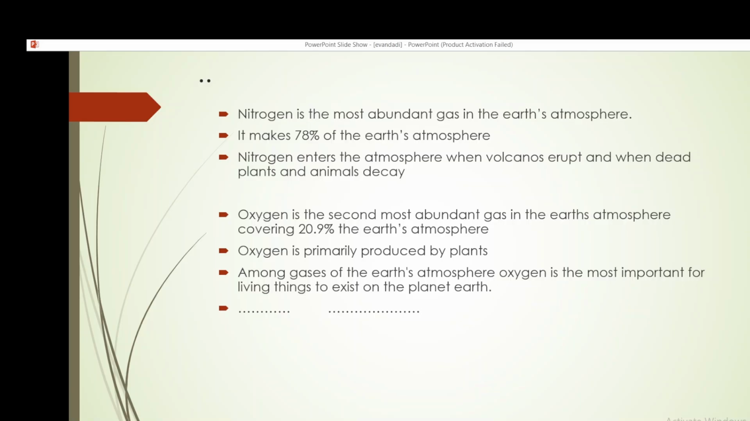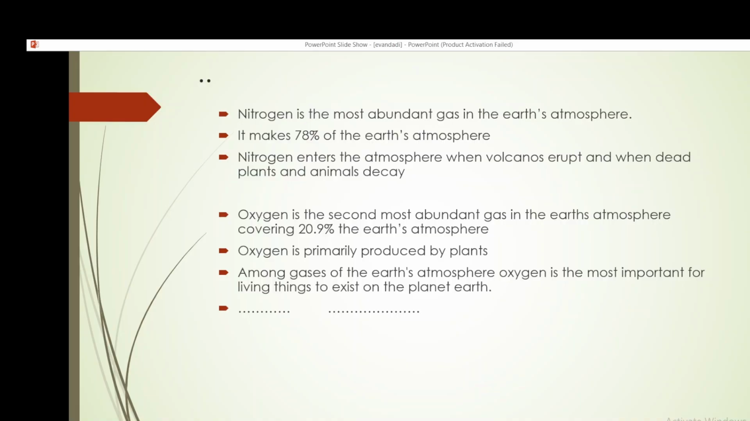So, as we understand from the table, nitrogen is the most abundant gas in the Earth's atmosphere, and it makes up 78% of the Earth's atmosphere. Yes, nitrogen passes into the atmosphere when volcanoes erupt and when dead plants and animals decay. Similarly, oxygen is the second most abundant gas in the Earth's atmosphere, covering nearly 21% or 20.9% of the Earth's atmosphere.